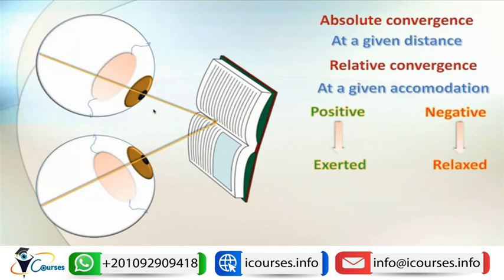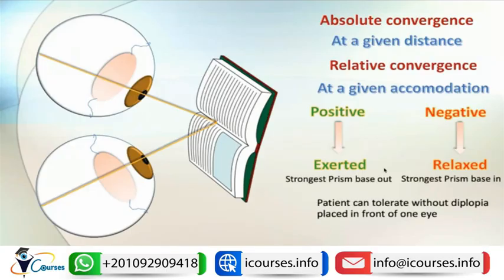So the difference between the convergence and the accommodation comes to this point, because we measure the accommodation by the highest plus and the highest minus lens, which can't be the case for convergence. We measure the convergence by the prism. So the positive convergence can be measured by the strongest prism base out, while the negative convergence can be measured by the strongest prism base in, that the patient can tolerate without diplopia placed in front of one eye.